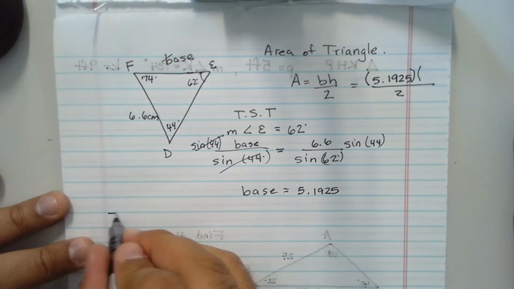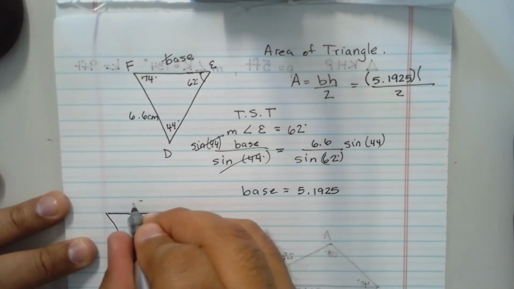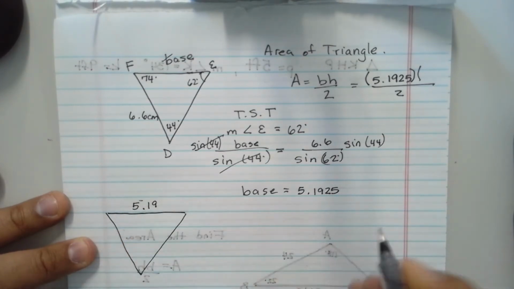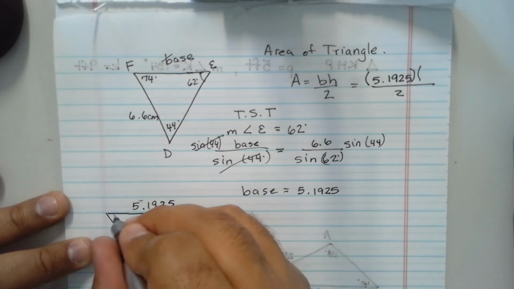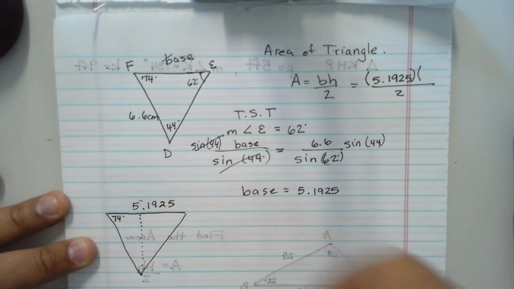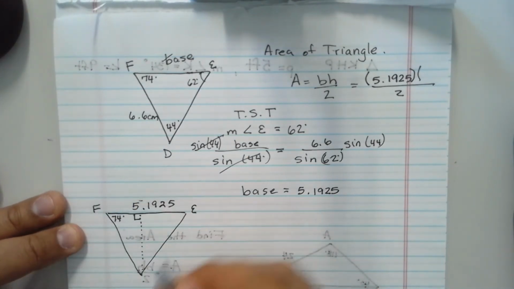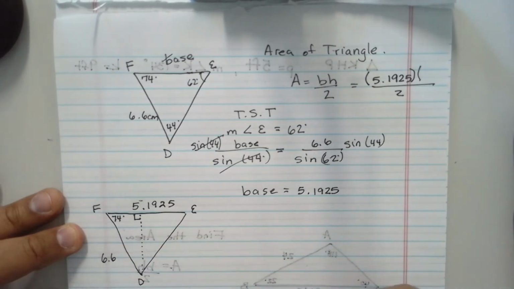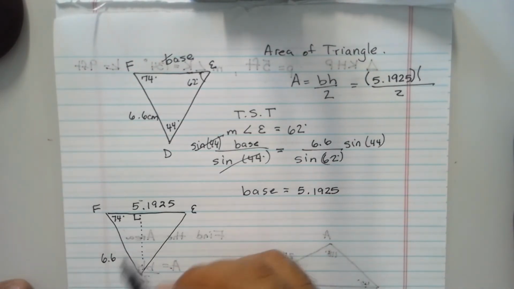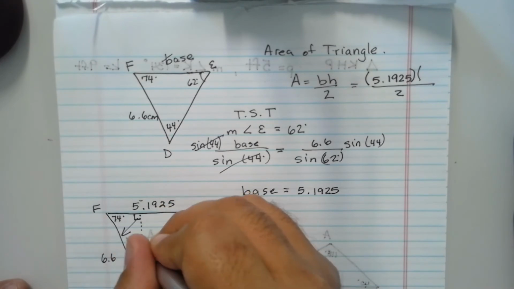So let's take this and try to separate it so we can actually see what's happening here. So we have the base, this is the base, 5.1925, and let's keep this at 74 degrees. If I take this and make a right triangle going up, then I have this to be 90 degrees. So if I have 90 degrees, I know this side here remains the same. This side here is actually 6.6, correct? So now I could create a new ratio, these two right here, and then afterwards these two right here, which is the 74 and the height.